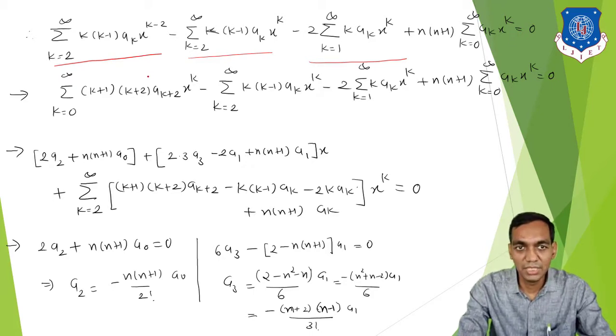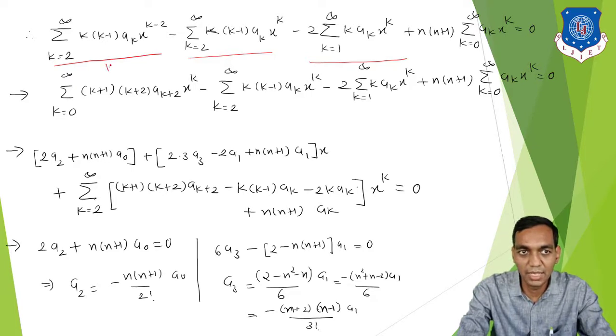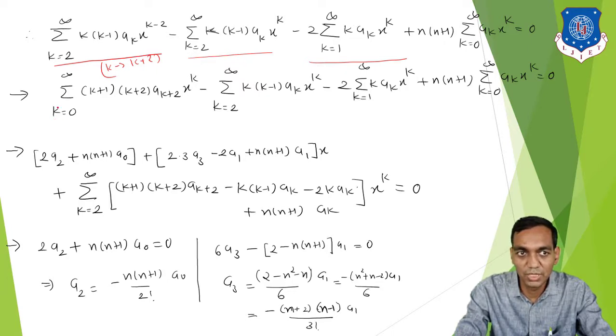Now changing the index, in the first sum we write k as k plus 2. The other terms are x raised to k, x raised to k, x raised to k, so there is no need to change these powers. So the first sum becomes k plus 2 equal to 2, that means k from 0 to infinity, (k plus 1)(k plus 2) ak plus 2 x raised to k, and these three terms remain as they are.